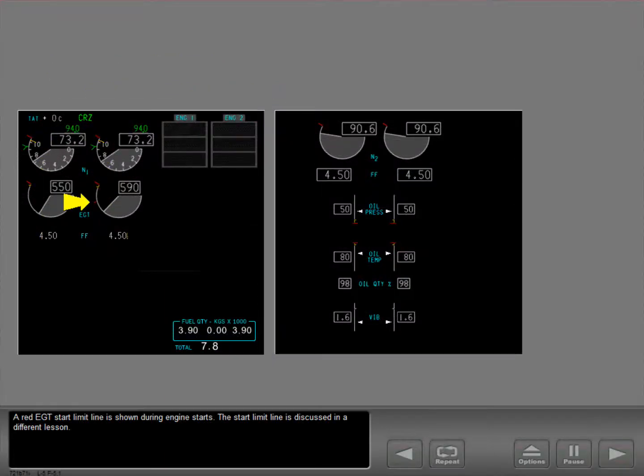A red EGT start limit line is shown during engine starts. The start limit line is discussed in a different lesson.